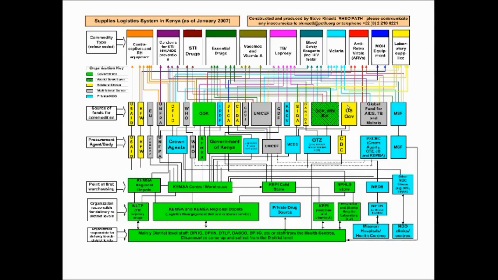Now, this is another slide which brings up another issue. Again, a slide I've borrowed from David Sanders. This is the supplies logistics system in Kenya as of 2007, constructed by Steve Kinzert. And the point that this slide is making is really about the administrative burden on local government bodies: the reports that have to be produced, the visits which have to be hosted, the reporting procedures which have to be followed, and the degree to which the whole administrative structures are turned around in order to adapt to this environment of development assistance. I urge you to study this slide at your leisure.